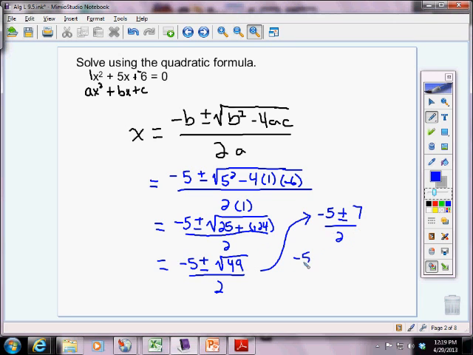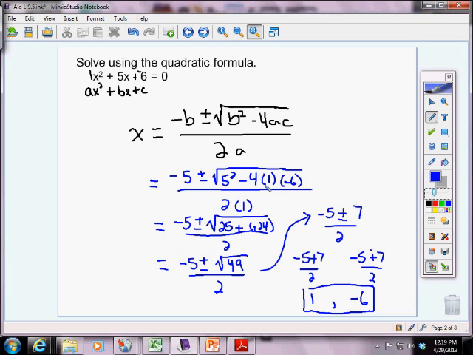So I'm going to go negative 5 plus 7 divided by 2, and negative 5 minus 7 divided by 2. Negative 5 plus 7 is 2. 2 divided by 2 is 1. Negative 5 plus a negative 7 is a negative 12. And negative 12 divided by 2 is a negative 6. So those are our two solutions. If we were to graph this, our parabola would hit the x-axis at 1 and negative 6.